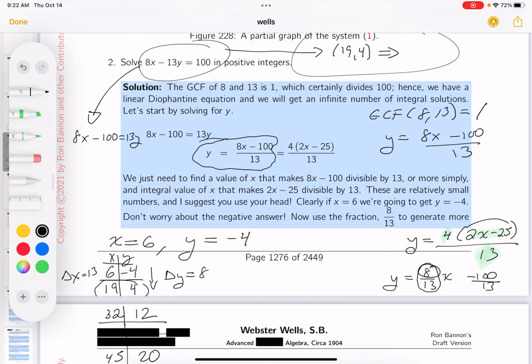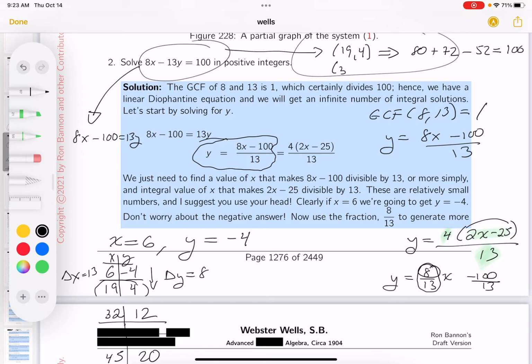It might be different how I do it, but 8 times 19 is going to be 80, and then 8 times 9 is 72. And then it's minus 13 times 4. That's going to be minus 52. Does that equal 100? I don't know. Well, 72 minus 52 is 20, and 80 plus 20 is 100. So that works. What's the next one?